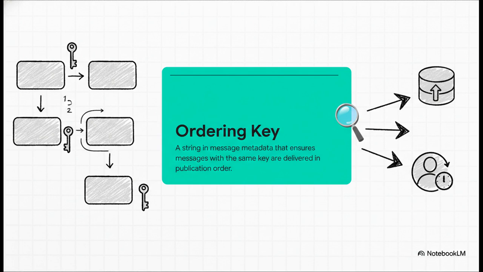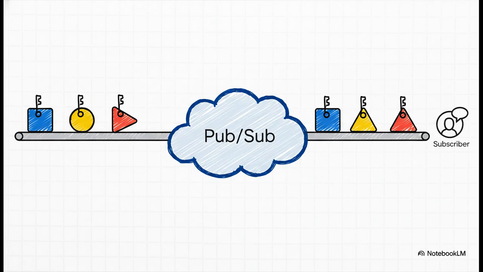It's basically just a string, a piece of text that you attach to your messages. This key is a signal to PubSub. It says, hey, for all the messages that share this exact same key, you have to promise me you'll deliver them in the precise order they were sent. So just like you see here, if a publisher sends a batch of messages all with the ordering key A, and it sends them in the sequence 1, then 2, then 3, PubSub makes a hard guarantee. The subscriber on the other end will receive them in that exact same order, 1, 2, 3. The sequence is perfectly preserved, but only for messages within that specific key.